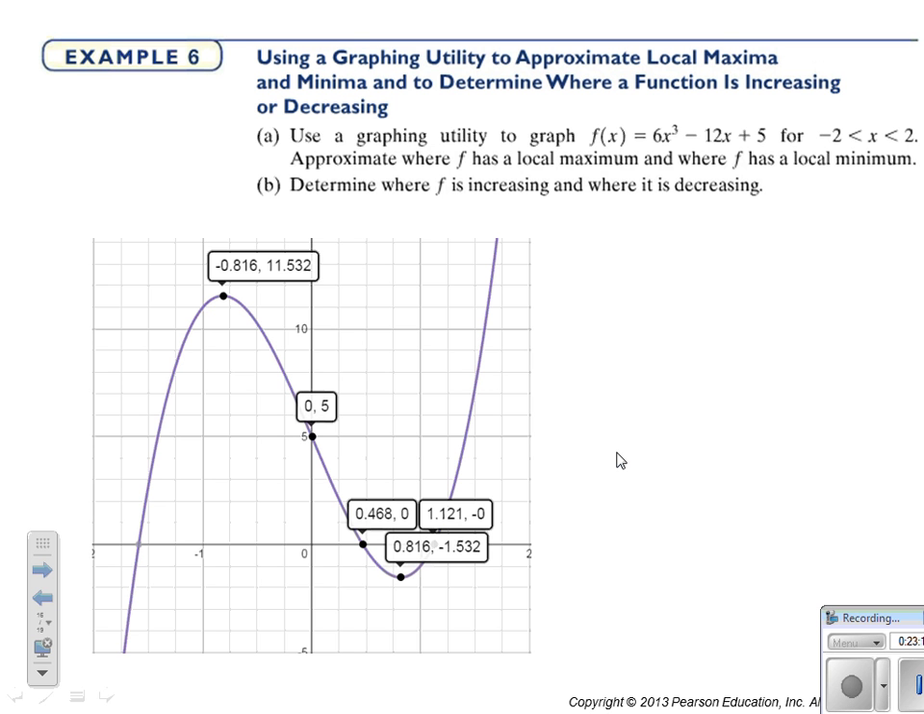All right, so it says use a graphing utility to graph f of x equals 6x cubed minus 12x plus 5 for negative 2 less than x less than 2. Approximate where f has a local maximum and where f has a local minimum. So what you want to do is put this function 6x cubed minus 12x plus 5 into your graphing utility and then set your window to match the interval. So x min would be negative 2 and x max would be 2.